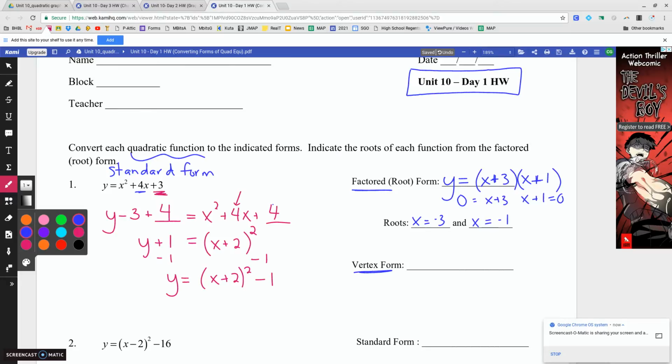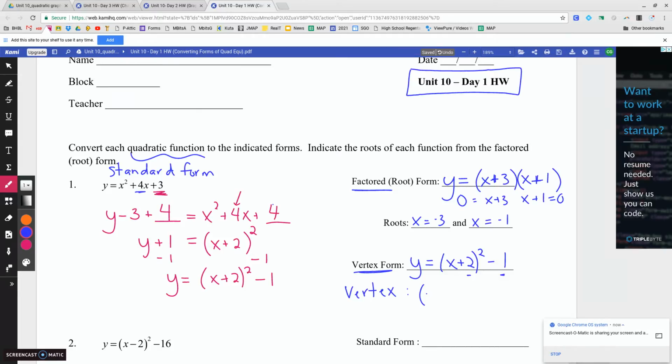Now remember the vertex form. So this is my vertex form right here. This is y equals x plus 2 squared minus 1. Now if I ask you what the vertex is, remember I'm looking for the h and the k value. And remember that in the formula we have a minus in there. So my vertex is going to actually be -2, -1. So -2, -1 is going to be my vertex.